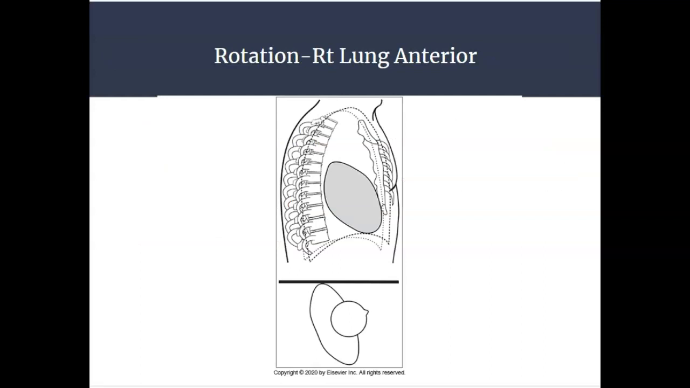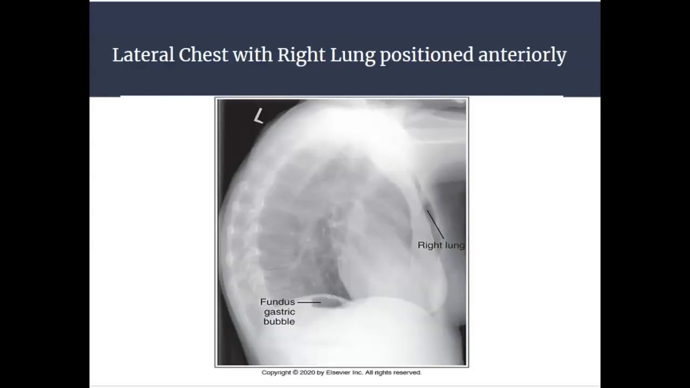So let's talk about how to identify rotation in a lateral chest x-ray. This is an anatomical graphic demonstrating rotation with the right lung anterior. Let's take a little closer look with an image. There are a couple of methods to discerning whether one hemidiaphragm is posterior to the other.